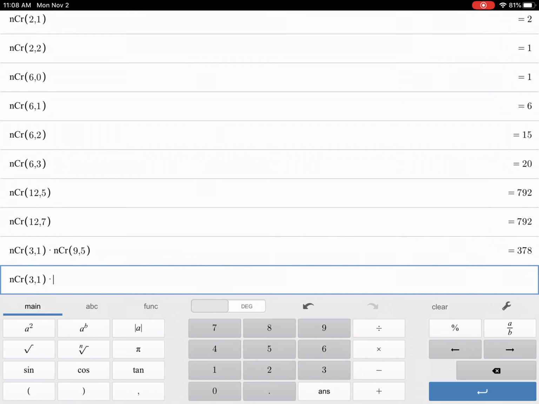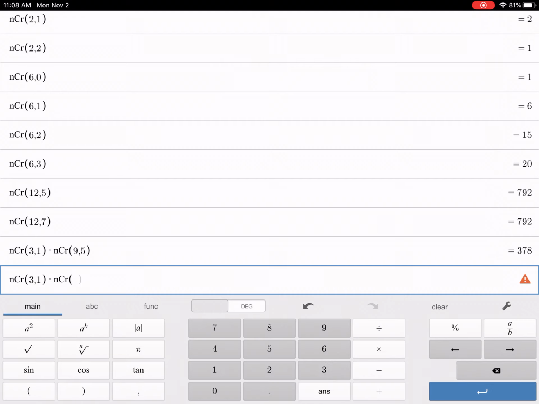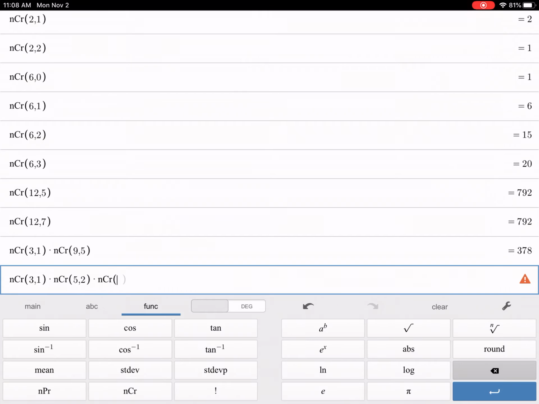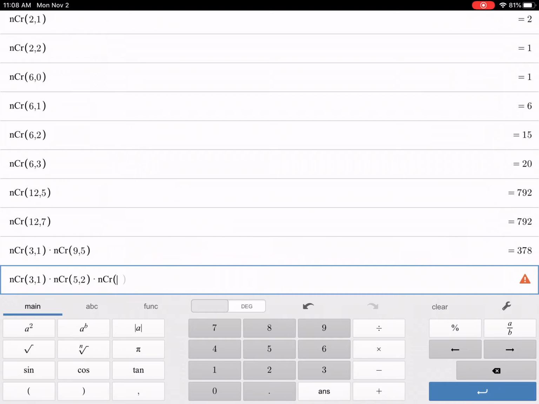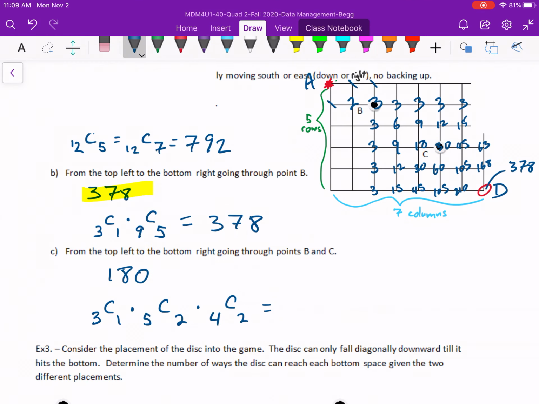3, choose 1 times, what did I say, 5, choose 2 times 4, choose 2. And we got 180. Take a look to the bottom right. There it is, what we were expecting.